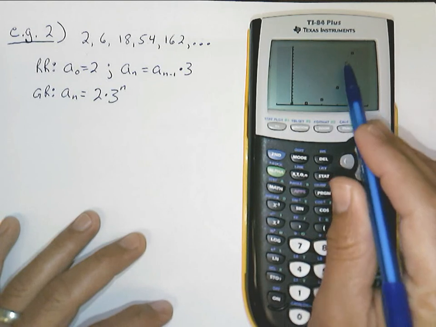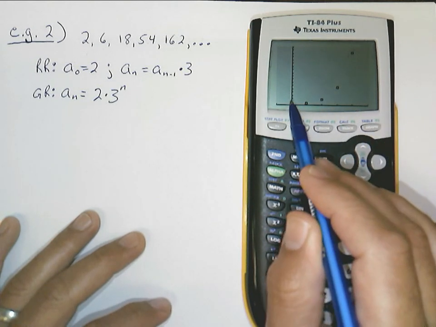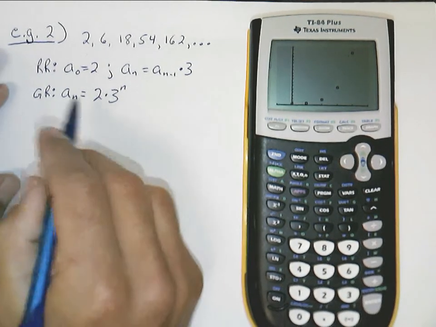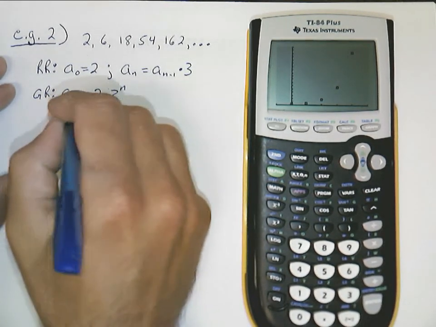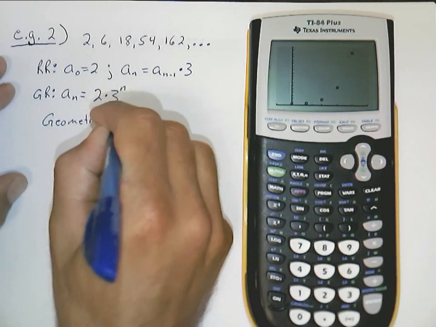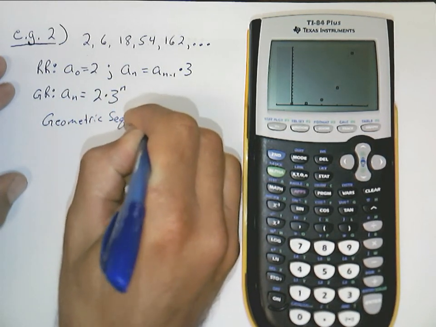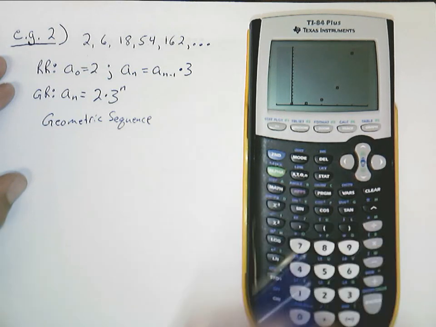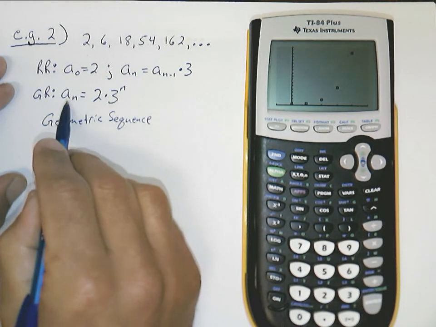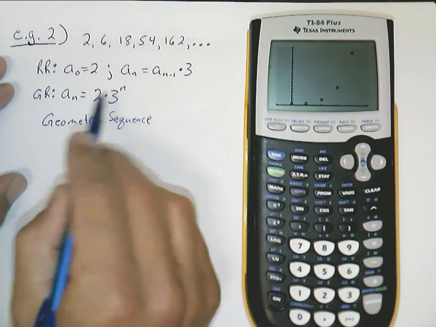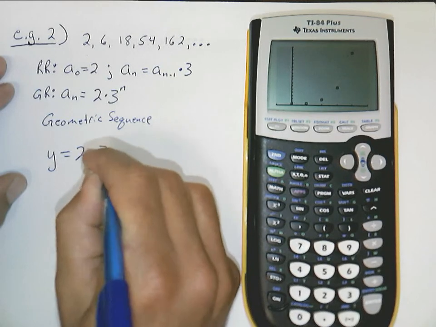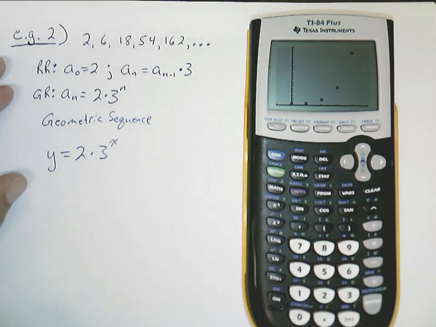But notice here, this is definitely not a straight line. There's curvature to this. Okay. But the whole point here is, this is what we call a geometric sequence. When you're multiplying by the same thing over and over again, it's called a geometric sequence. But if we switch these up and call this y and this x, y is equal to 2 times 3 to the power of x.